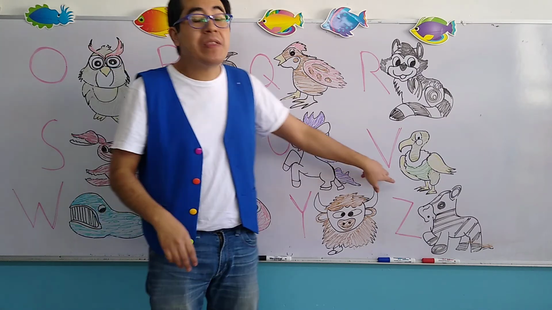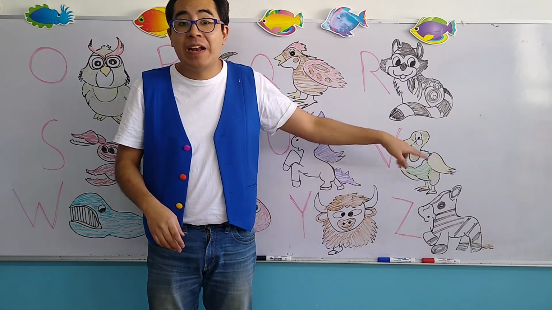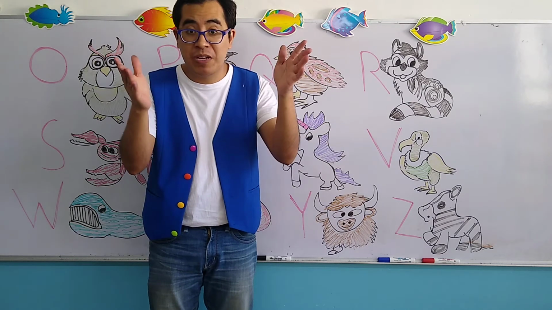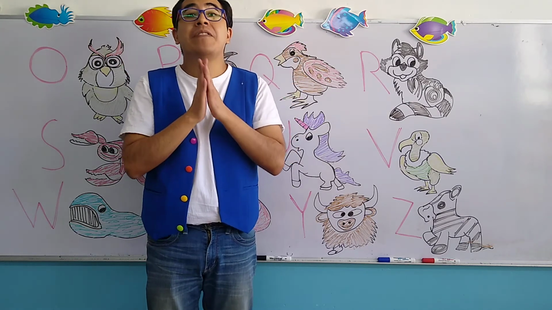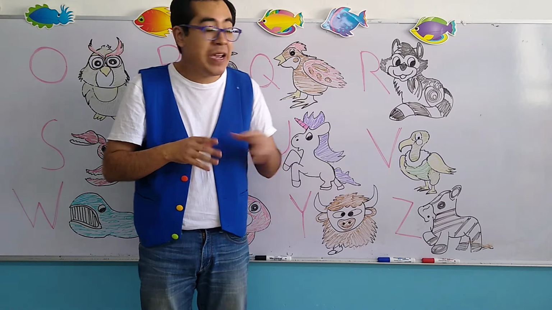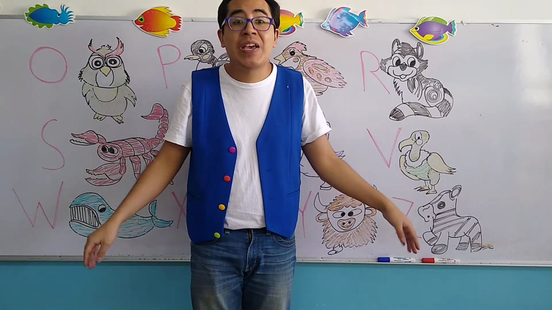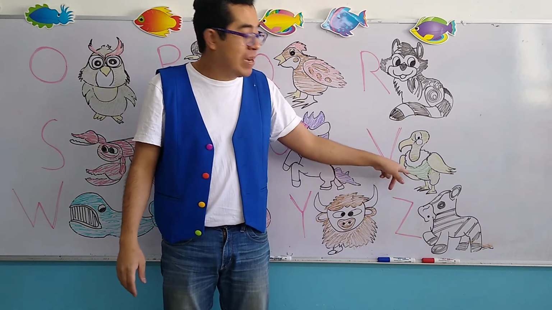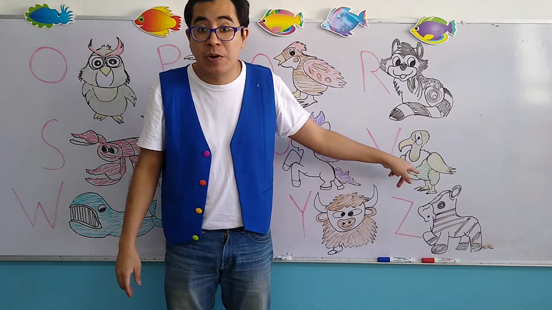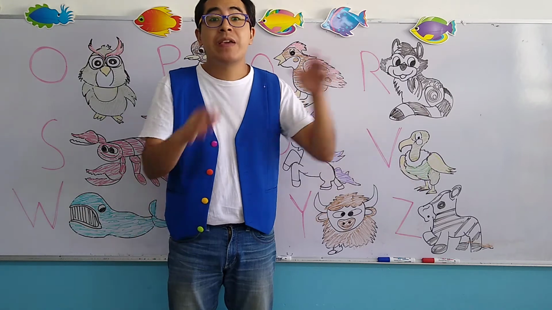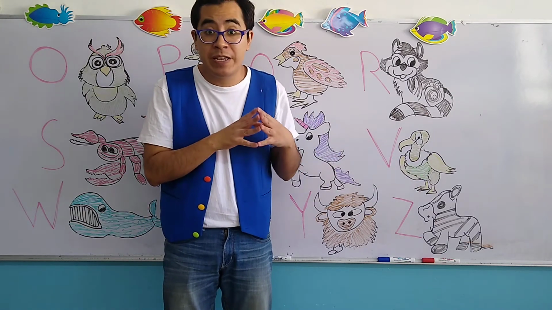Let's continue with the capital V. Another new animal for you, my children. We have the vulture. Now the vulture, as you can see, has two wings and is of course from the family of the birds. Now the vulture in Spanish means buitre.